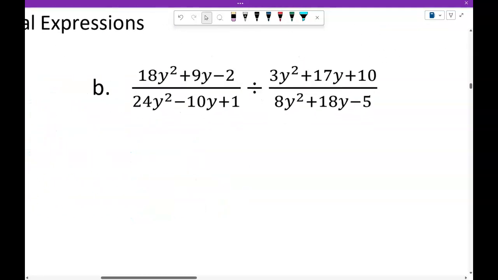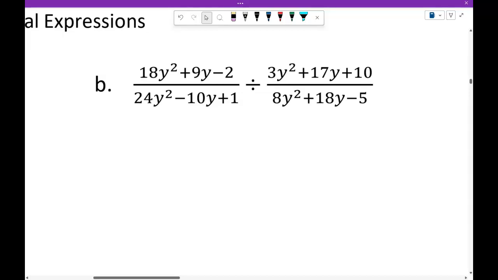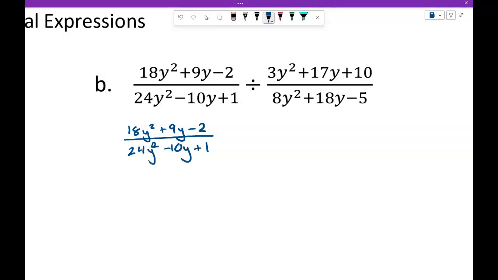This one's going to take a little bit more time to factor, so we'll take it step by step. Let's go ahead and rewrite the problem as the product of the reciprocal. So we leave our first fraction alone, change our division to multiplication, and we write the reciprocal of the second rational expression.